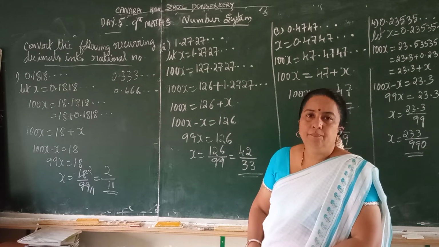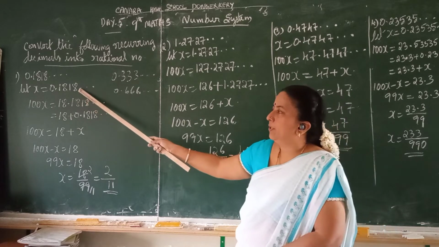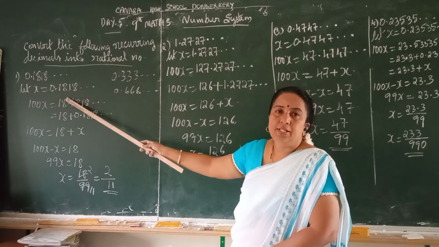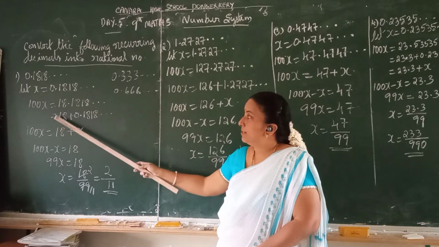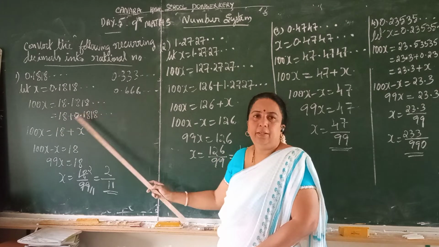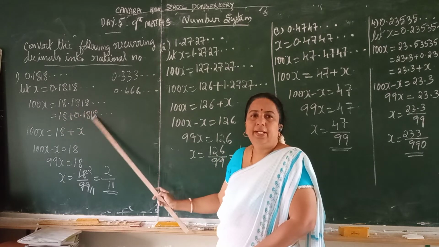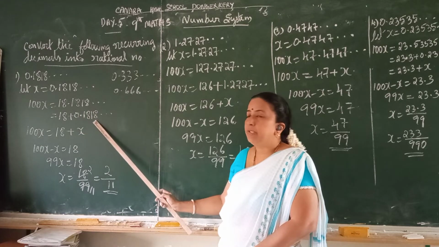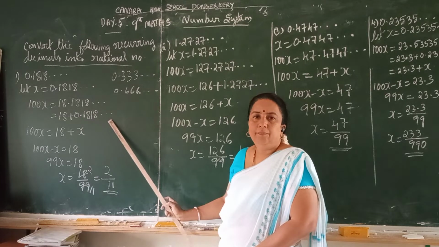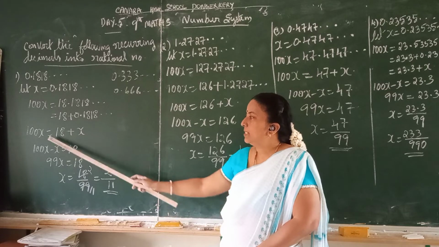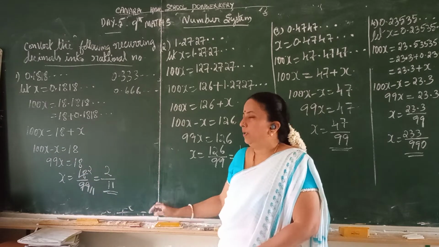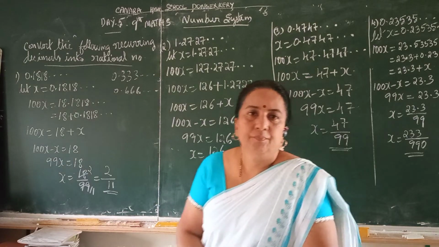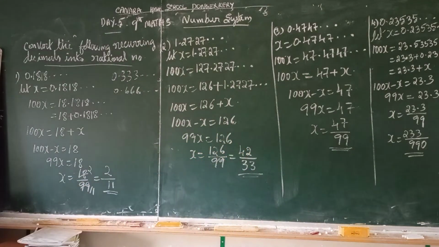Understood the sum? First take x is equal to 0.1818. Since two digits are repeating, we have to multiply by 100. 100x is equal to 18.1818. 18.1818 can be written as 18 plus 0.1818 and so on. x shifted to the left hand side, it will become 99x is equal to 18. x is equal to 2 by 11. Copied everyone?